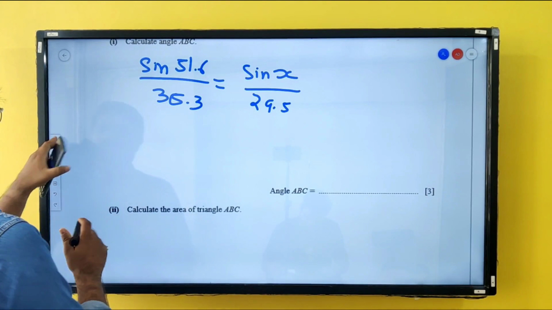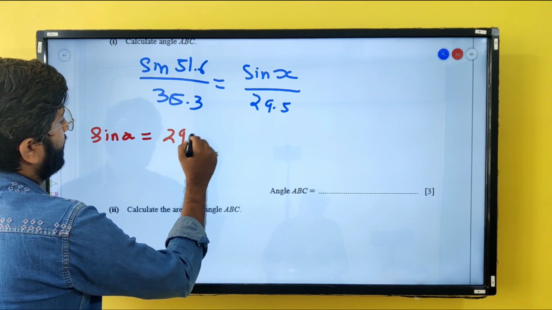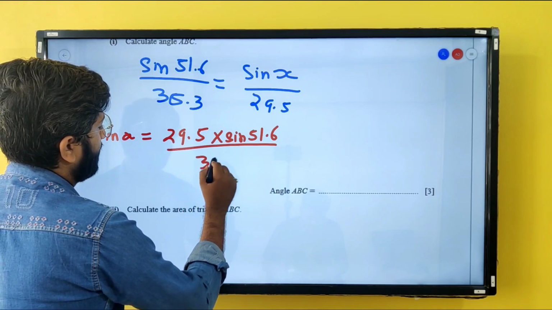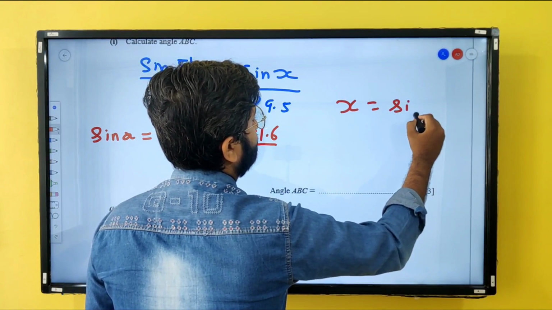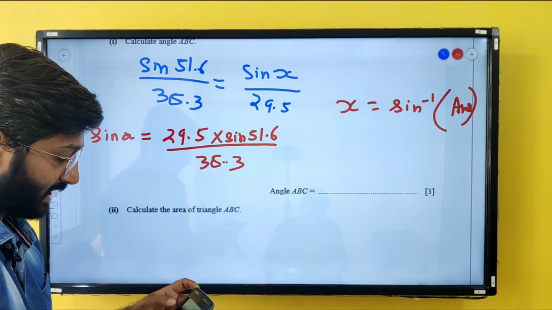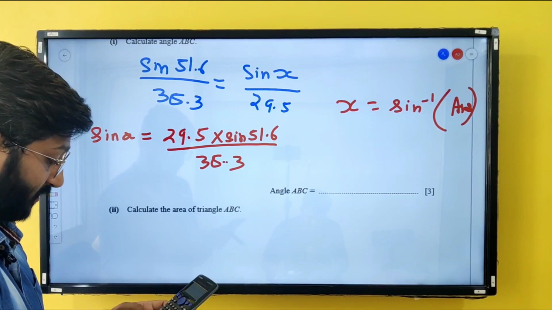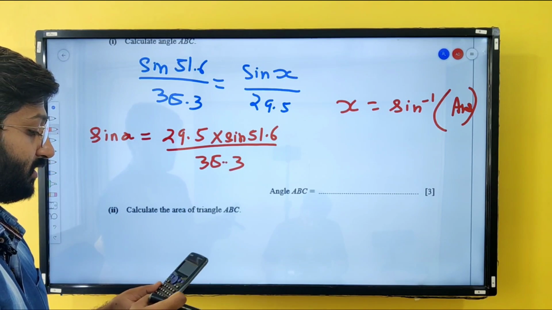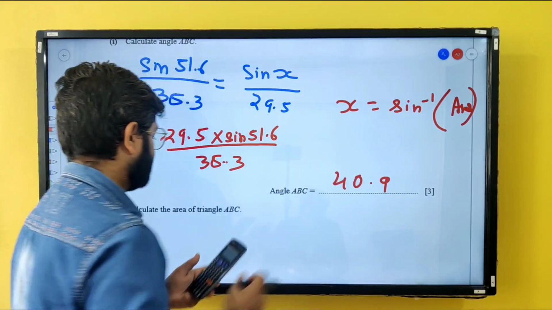So now from here I can write sin x equals 29.5 into sin 51.6 divided by 35.3, and my x is going to be sin inverse of this calculation. So let me do this. Sin inverse of 29.5 into sin 51.6 upon 35.3. So the angle is 40.91. So I'll write it as 40.9.